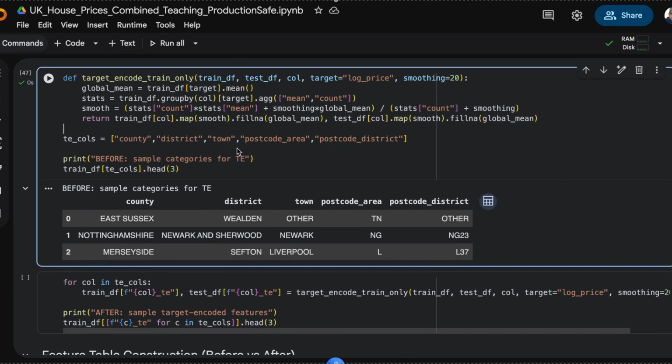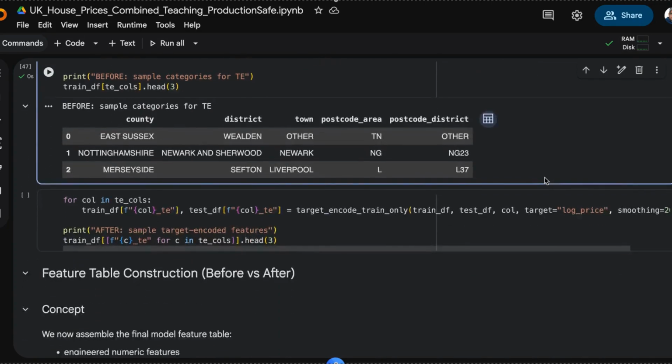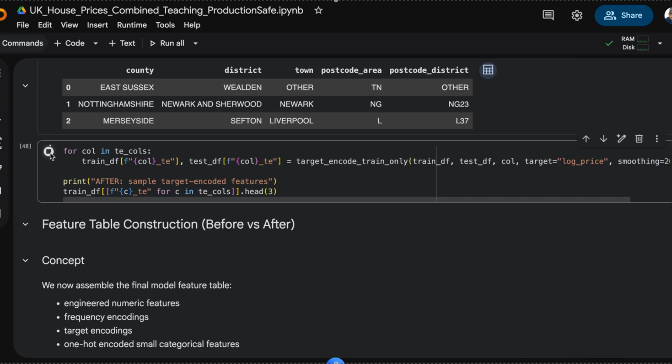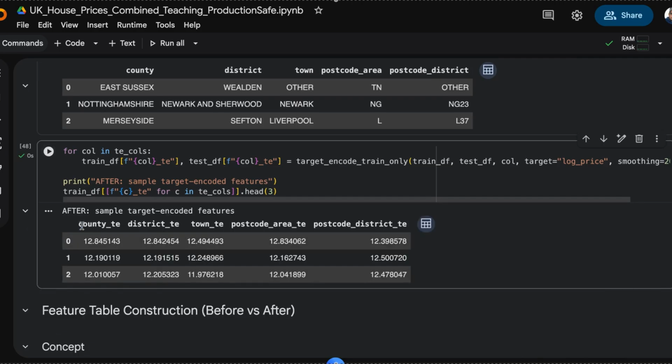We now apply the smooth mapping to training data and test data. The test data does not compute its own means. It only receives the mapping learned from training data. If a test category was never seen in training, it defaults to the global mean. That ensures stability. We now have new columns such as county, district, town, postcode area, and postcode district. These features directly represent the typical log_price associated with each geographic category.